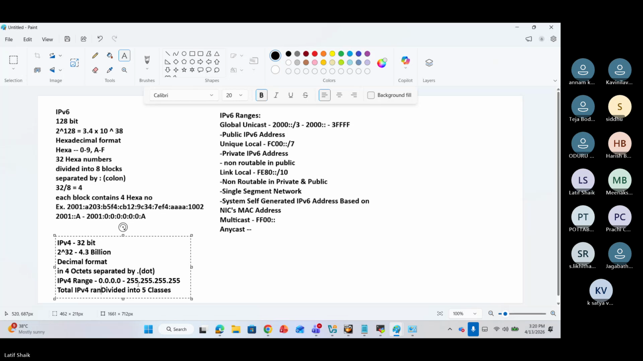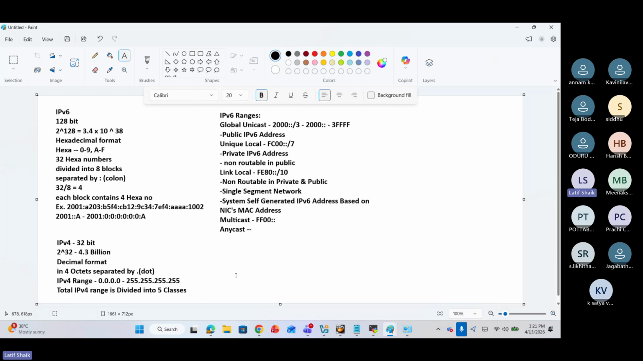IPv4 range is divided into 5 classes: Class A, Class B, Class C, Class D, and Class E. Class D is used for multicast, but here a specific multicast range is given. There are private IP addresses and public IP addresses in IPv4 within the classes only. But here, the private IP range is different and the public IP range is different. I will show the private IP address in IPv4 separately.